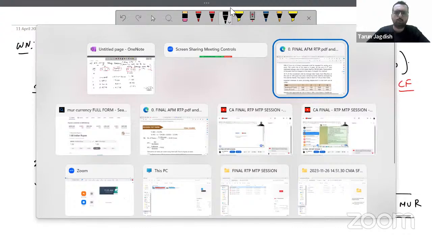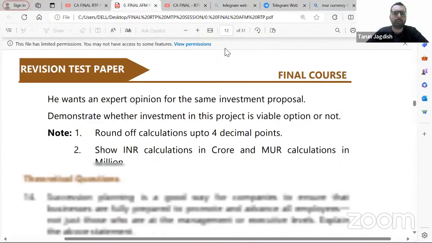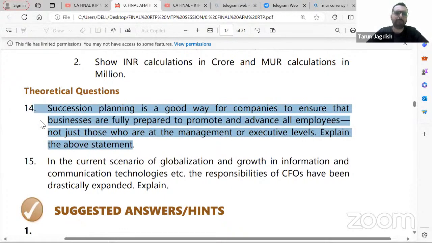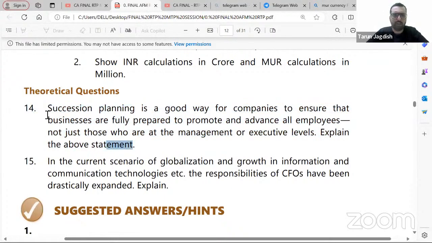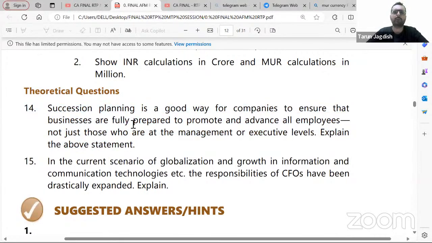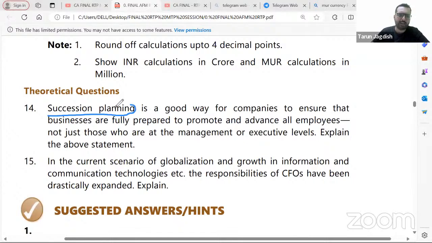Now, friends, there are two new theories that they have brought in over here. I saw the same theory in the MTP also: succession planning. This was not there in the earlier syllabus. Succession planning is a good way for companies to ensure that the business is fully prepared to promote and advance all employees, not just those at the managerial level. Friends, I'll give you a hint. What is the meaning of succession planning? Suppose a company is running with a CEO.